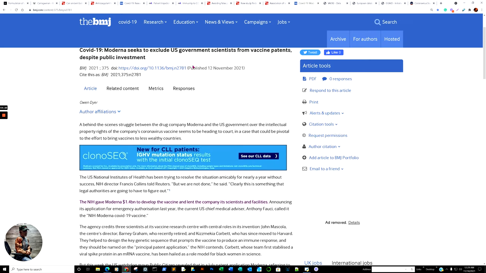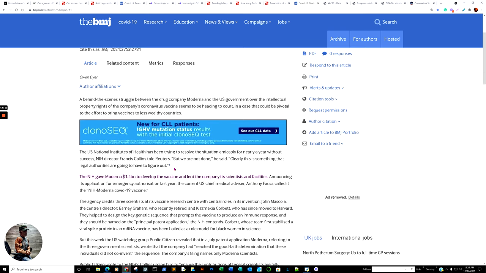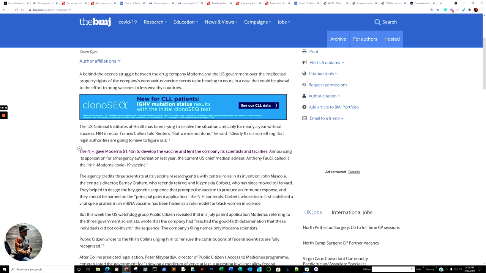After that, this is interesting. There's nothing to do with health or even a breach. Remember, I said in the beginning, credibility is a big thing, and character is often what defines what an individual does when no one is looking. So here we proceed. The NIH gave Moderna $1.4 billion to develop the vaccine and lent the company its scientists and facilities. This is not an uncommon thing.